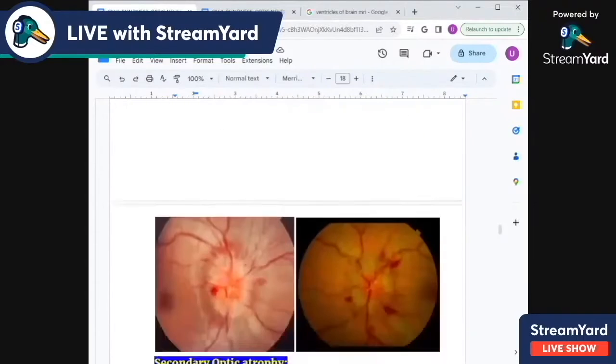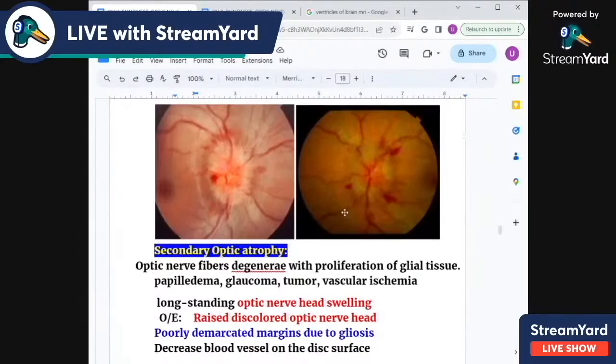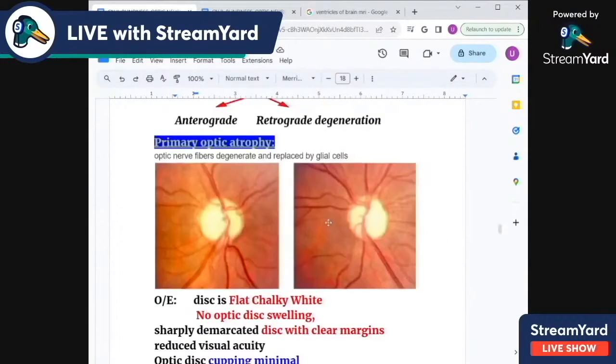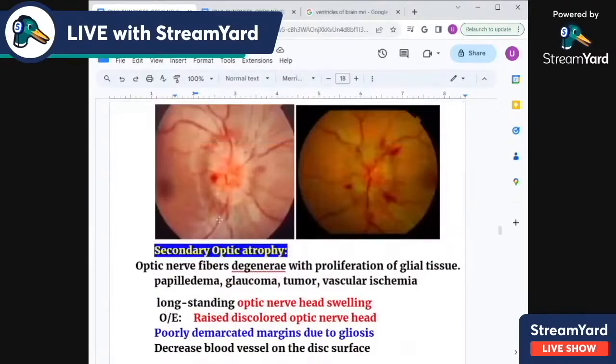Compare it with the secondary optic atrophy, as seen in papilledema. The discolored optic disc margins are not clear. There are hemorrhages, and it's raised above the surface. So all the features of papilledema we discussed in that. Compare this with primary optic atrophy that occurs due to optic neuritis and anterior ischemic optic neuropathy. And this is the papilledema.